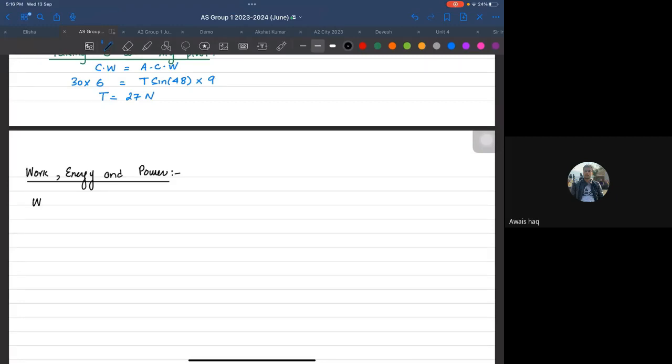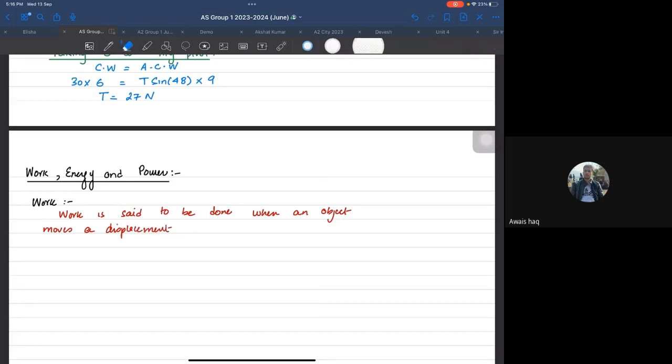So work is basically said to be done when an object moves a displacement in the direction of the force applied to it.